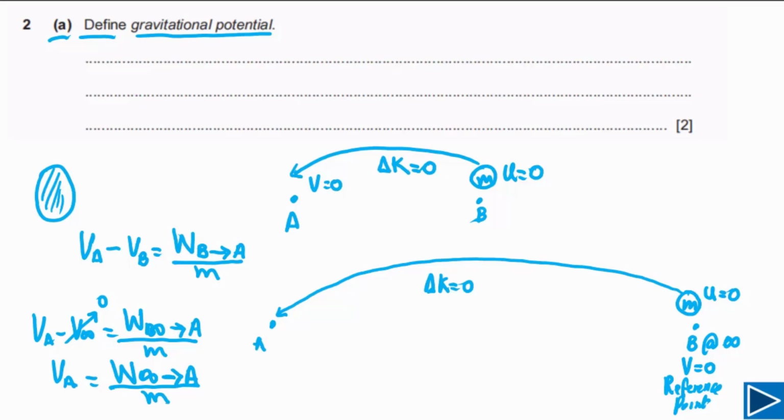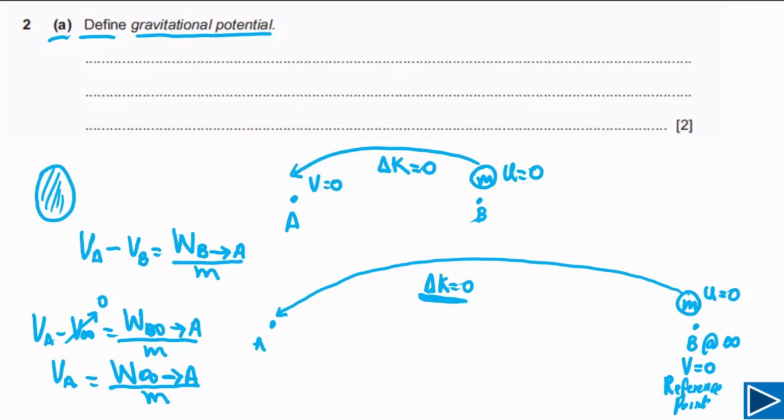But one thing we need to understand is that this is equal to the amount of work done per unit mass to bring the mass from infinity to that point without change in kinetic energy of the mass. So this is how we can define gravitational potential.